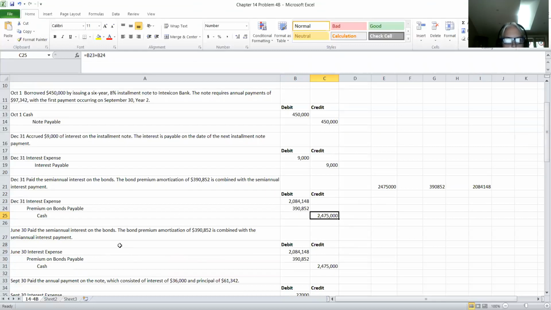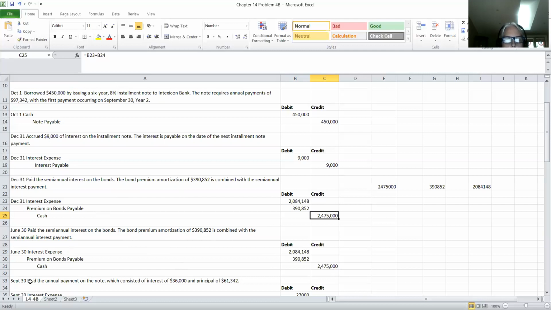On June 30th, which is exactly 6 months later, we are paying the semi-annual interest on the bonds, and we are amortizing the bond premium for 390,852. In other words, we're doing the very same thing that we did in the previous entry. So it's the very same accounts that we're debiting and crediting, and exactly the same amounts. That's what would happen on June 30th.